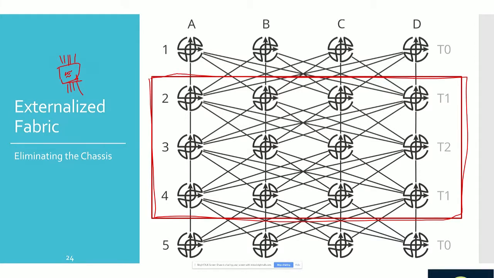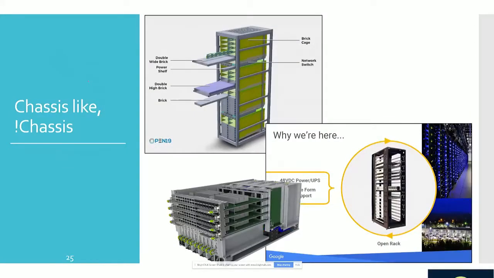So what a lot of people are starting to do is they are actually eliminating that chassis. And by eliminating that chassis, they're disaggregating, or externalizing, the fabric. So they're building this Clos fabric that you would normally buy as part of a chassis, externally instead. So why would you want to do this? Why would you want to have a non-chassis type of thing? There's a lot of reasons.